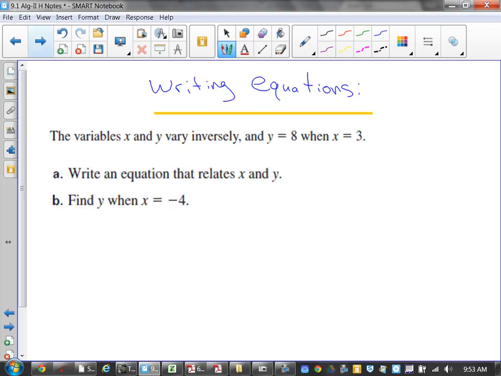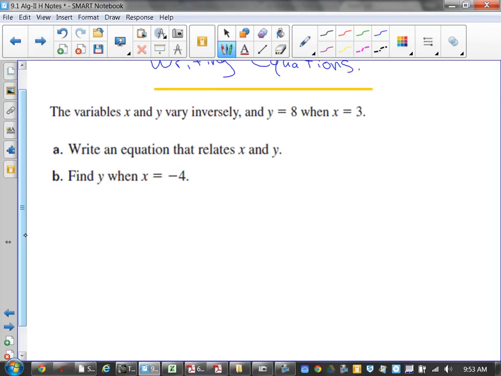Let's make it a little bit more interesting then. Let's write out the equation when you're given specific values. And this is where the wording, you have to be careful how you write it. So the variables x and y vary inversely. When y is 8, x is 3. So x and y are varying inversely, so that means that we have y equals k over x.